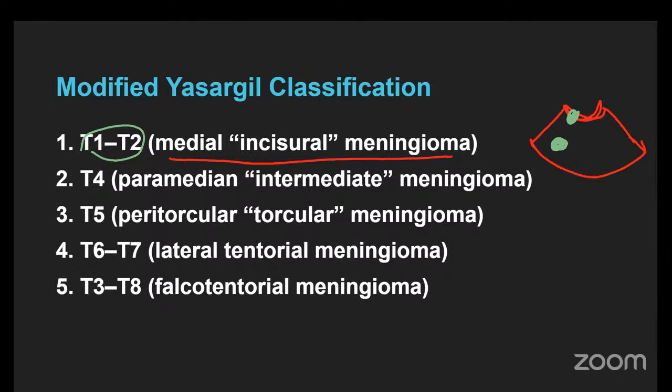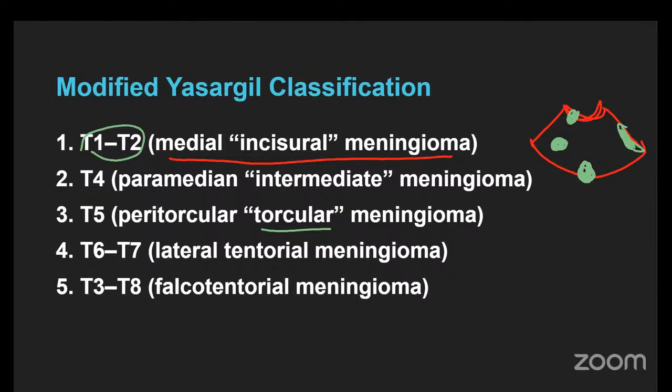Then we have the peritorcular or the torcular meningiomas. Where are those? Very understandable from the name. They are here because the torcula is somewhere around here. So the T5 or the peritorcular meningiomas are going to be here. Then we have T67, the lateral tentorial meningiomas. Very understandable from the name. Lateral tentorial meningiomas means they are going to be around the lateral surface. Where was the lateral surface? It was around the superior petrosal sinus. So this here is going to be the lateral tentorial meningioma.